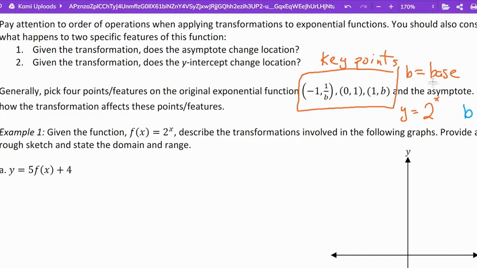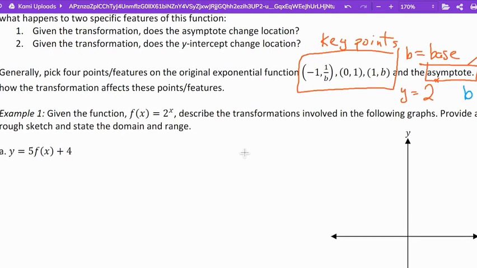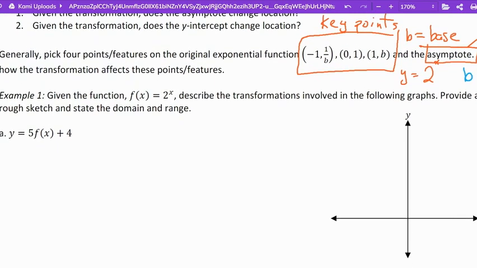So the other feature is the asymptote, right? And what is the asymptote of all original exponential functions? Y equals 0. That doesn't change. As your b changes, the original asymptote does not change. So let's put this into play.